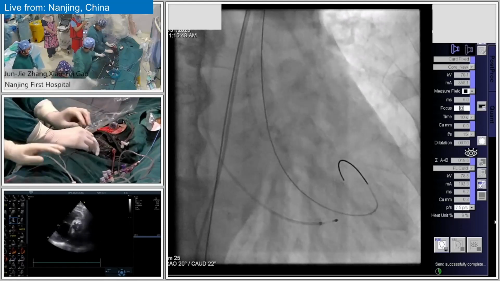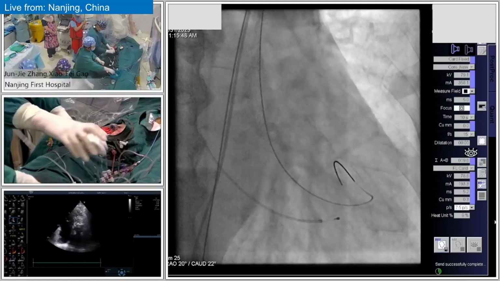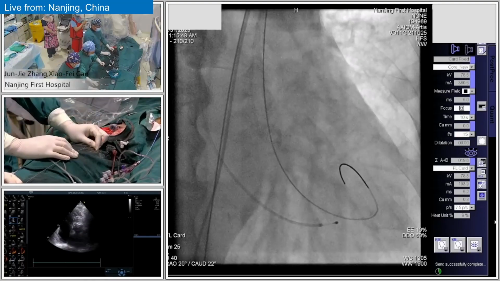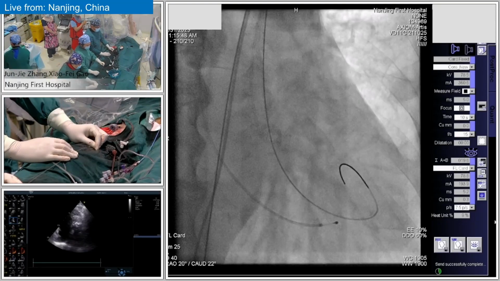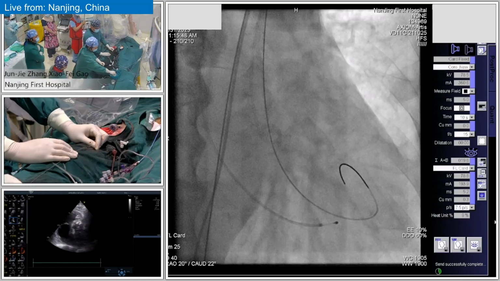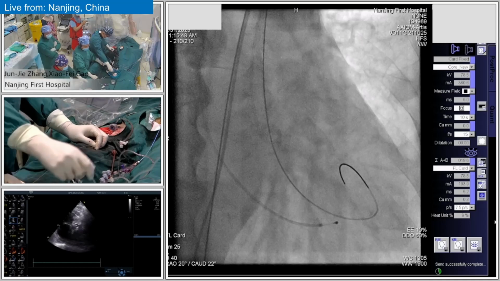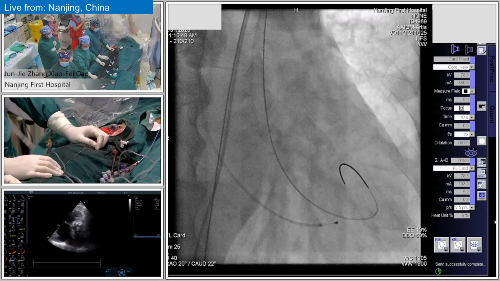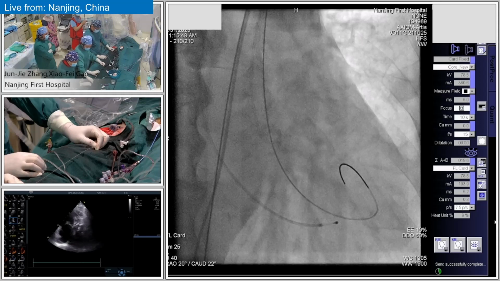We have set up a 26 Venus-A valve. It's a self-expanding valve. This valve is domestic, and we have more than 5 years of results showing the durability of this valve, especially for severely calcified and BAV cases.